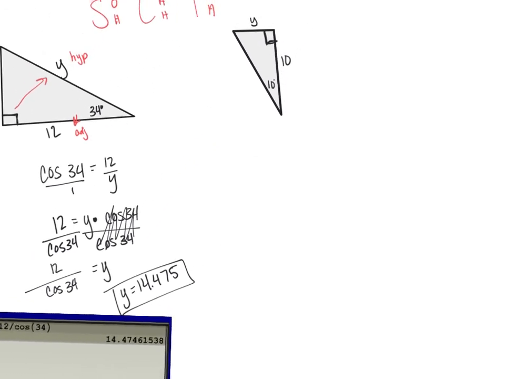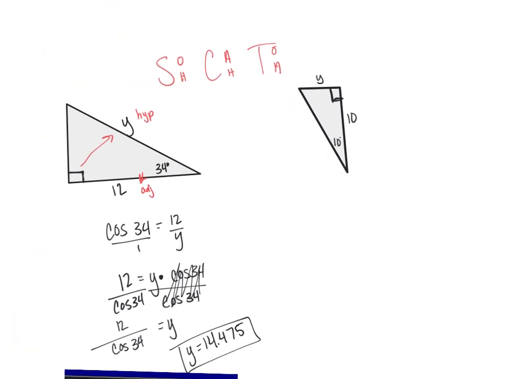Okay, let's look at this last one here. In this problem, I am looking at the y, which is opposite of the 10. So I'm going to put a little O there to help me track that. Or sorry, opposite of the 10 degrees. And then the side length 10 here is adjacent. So I have opposite and adjacent. That's going to be my tangent ratio.